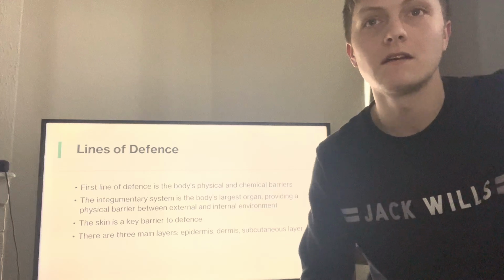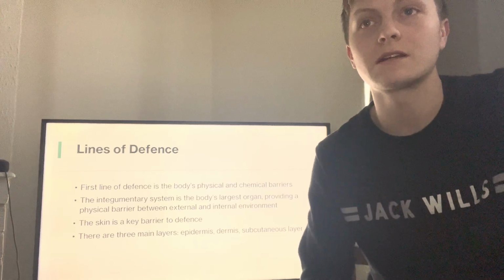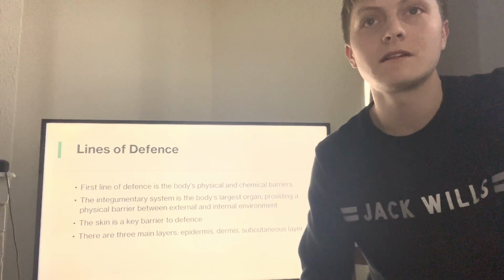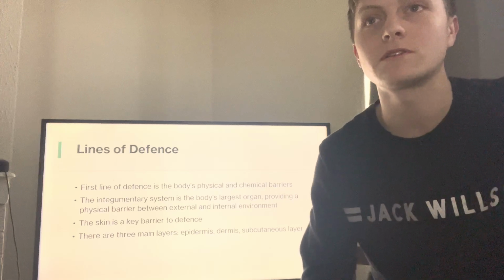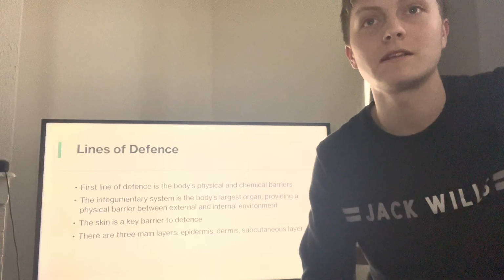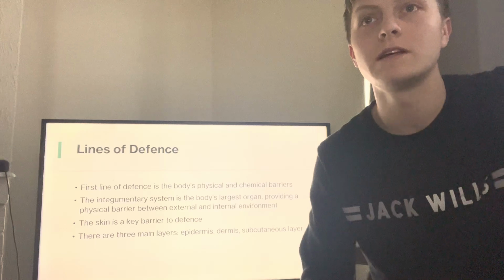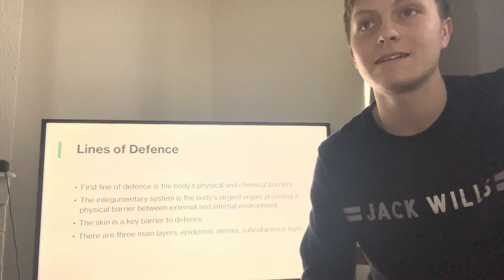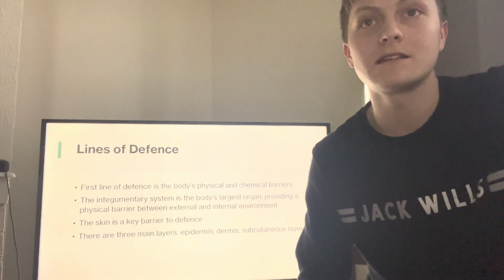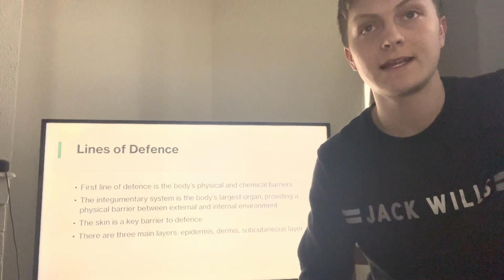Lines of defence. First line of defence is the body's physical and chemical barriers. The integumentary system is the largest body organ and provides a physical barrier between the external and internal environment. It includes the skin, glands, hair, nails. The skin is the key barrier to defence. It has three main layers.